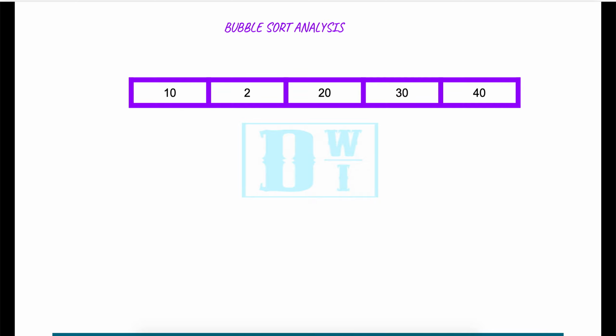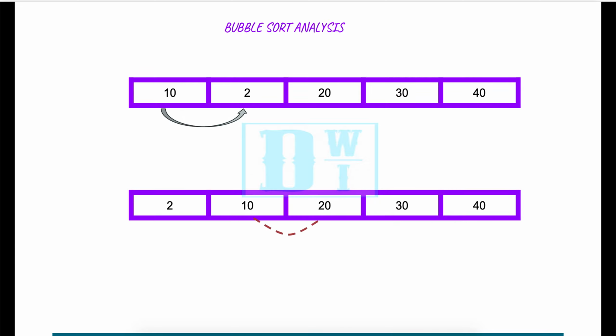So in the next pass, 10 and 2 get compared, and 10 is compared to 20, 20 is compared to 30, 30 gets compared to 40. So at the end of pass 4, we will be having an array which is in sorted order. That is 2, 10, 20, 30 and 40. As you can see here, the number of passes required for doing this comparison is 4, which is n minus 1. Since the array length is 5, which means n is 5, the number of passes required is 4, which is n minus 1.